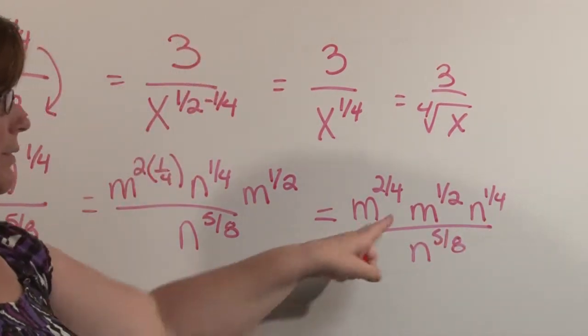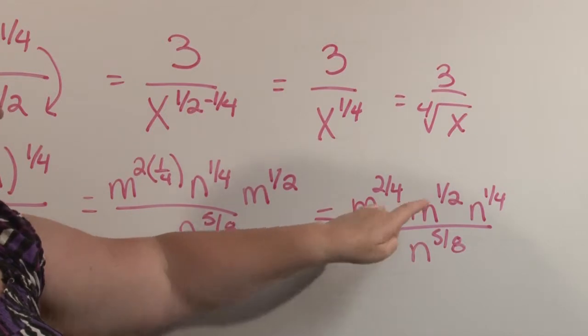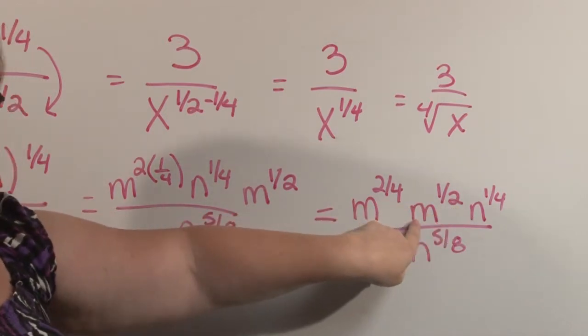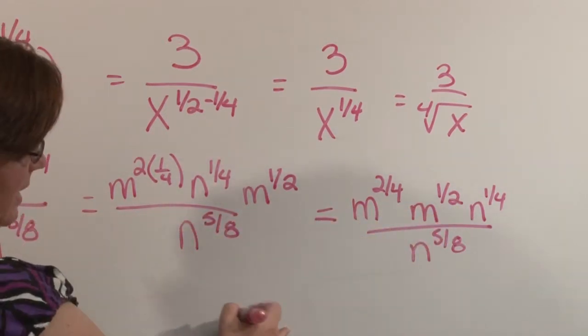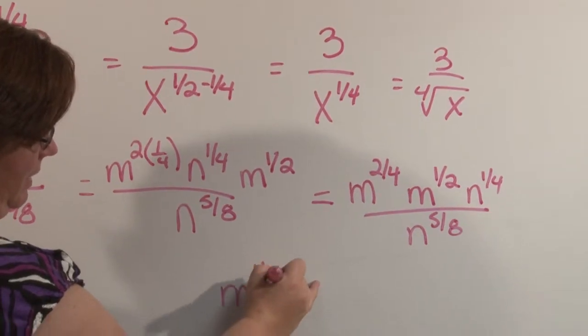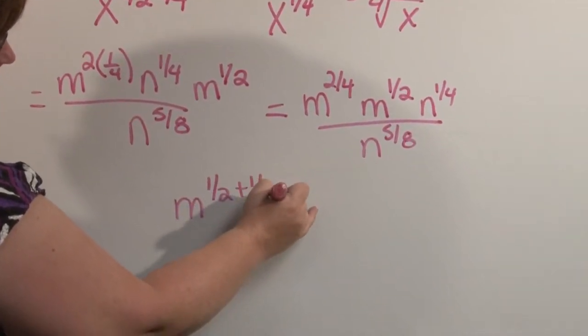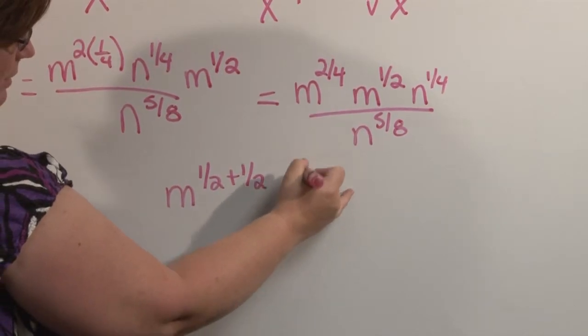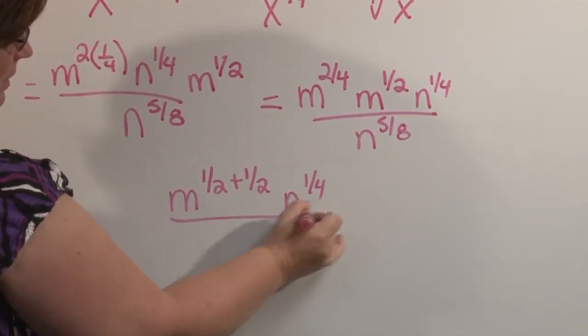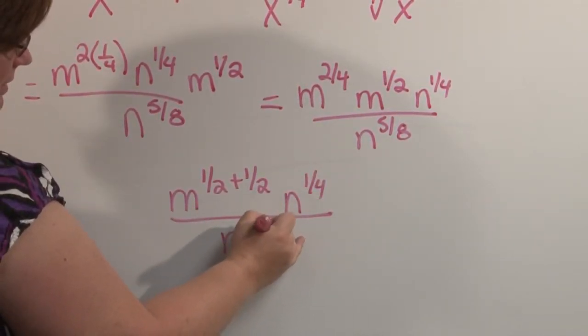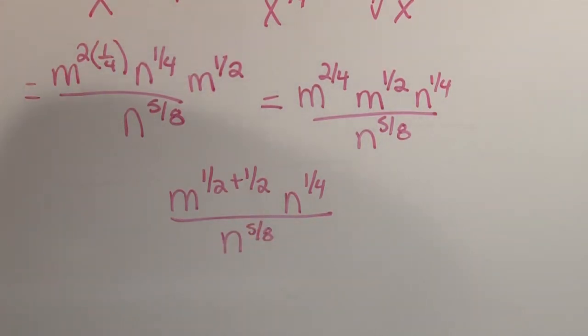If you don't, we can reduce this fraction. And then we would add them together because we have the same base. So this becomes m to the 1/2 plus 1/2. We still have our n to the 1/4 all over n to the 5/8. When we're getting simpler, it's not looking nearly as scary.